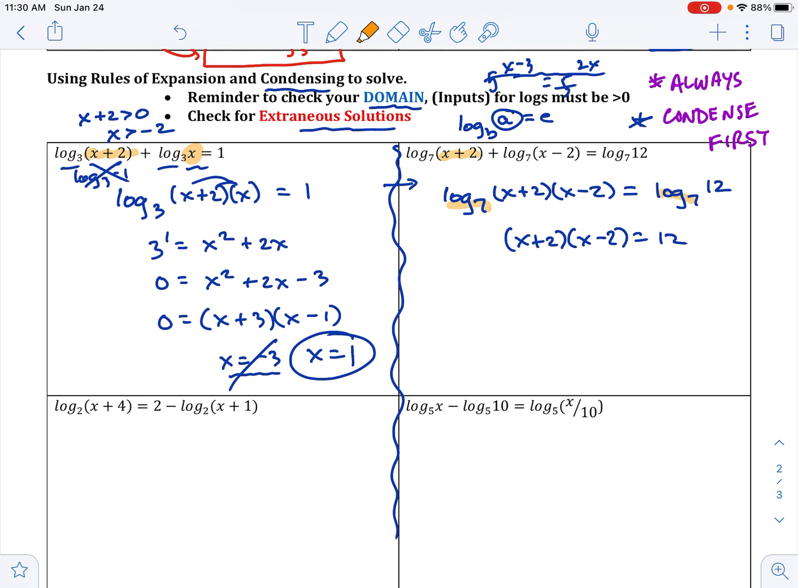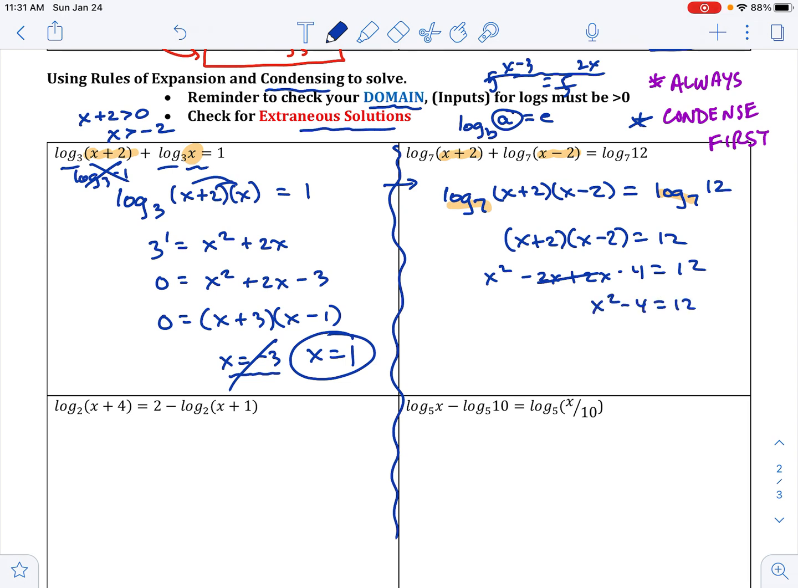Let's see, x has to be greater than a negative 2. Okay, over here, x has to be greater than 2. So you got to be thinking in terms of your domain for our extraneous solutions. All right, I'm going to factor this out. x squared minus 2x plus 2x minus 4 equals 12. These cancel. I get x squared minus 4 equals 12.